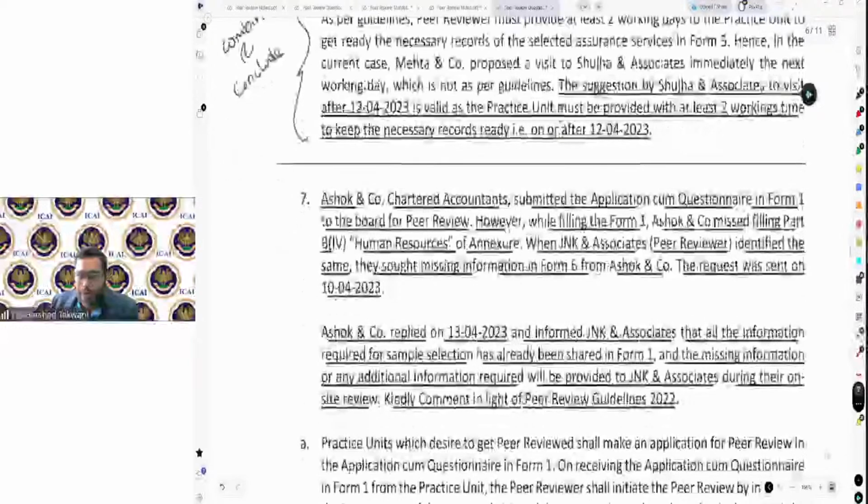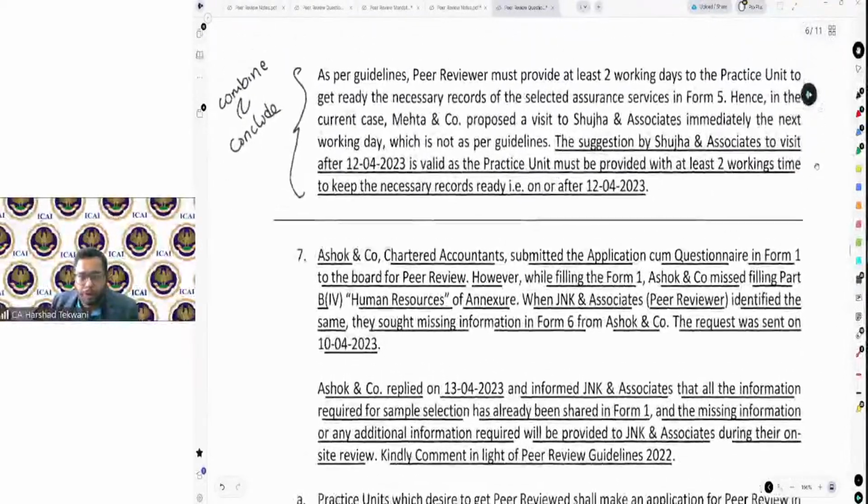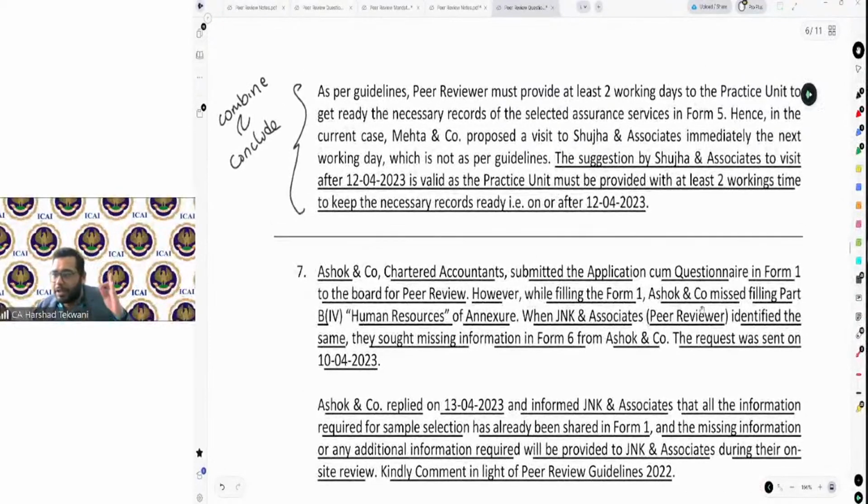Again, very good question. So it's about a missing detail in the questionnaire. Ashok and Company missed some detail in filling the Form 1. J&K Associates sought that information in Form 6, and the reply given by Ashok and Company was that they will provide it during the on-site review. This is not necessary for the sample selection. So you select the samples and then visit on-site, and we'll provide you the information. Now kindly comment on this in the light of peer review guidelines.